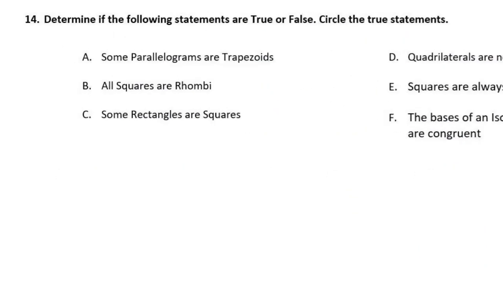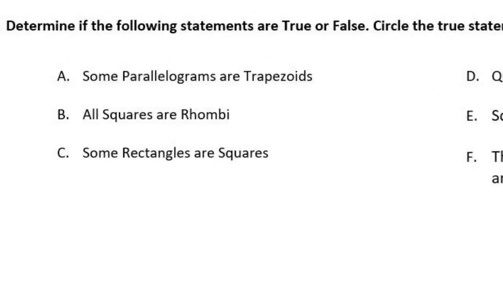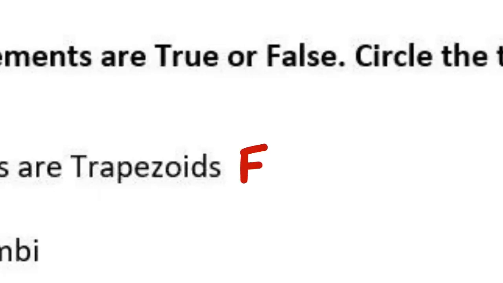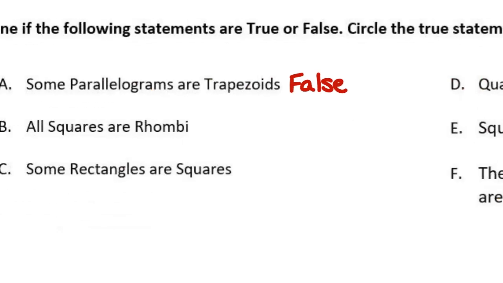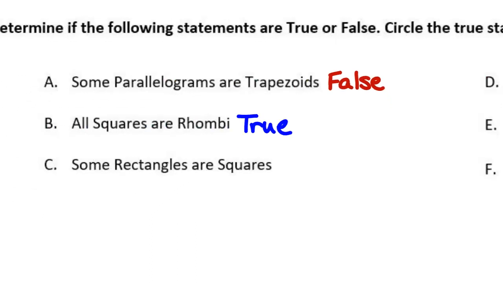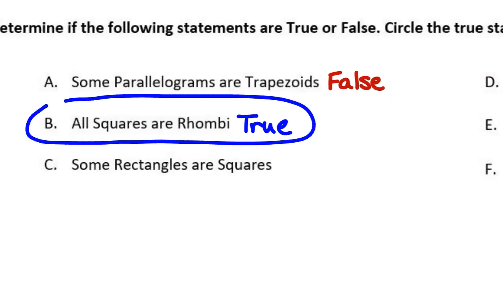Determine if the following statements are true or false. Circle the true statements. Some parallelograms are trapezoids. That is false. All squares are rhombi. That is true. To be a rhombus, you have to be a parallelogram with 4 congruent sides, and a square is a parallelogram with 4 congruent sides. It also has 4 right angles, but it meets the definition for a rhombus.